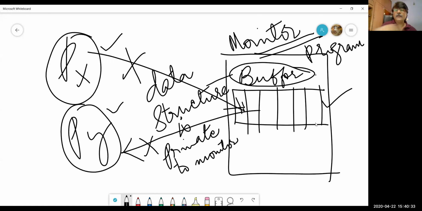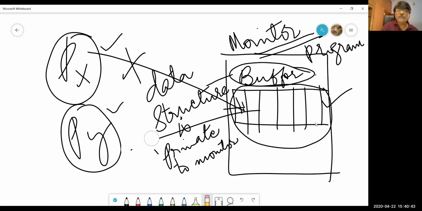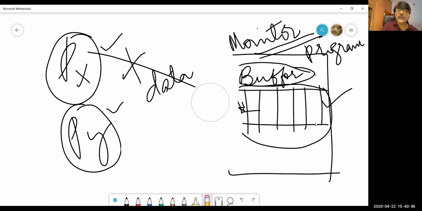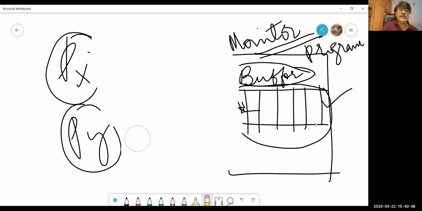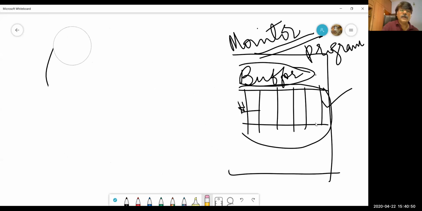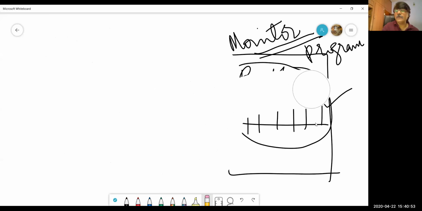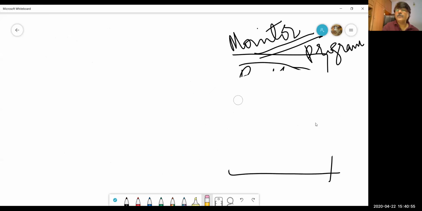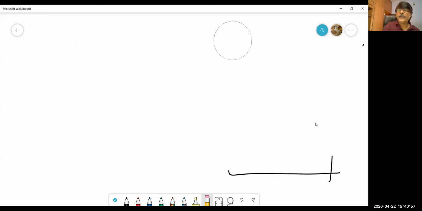So by that concept of the buffer belonging to the monitor, we can see that the outside processes will never know whether the buffer implemented by the monitor is an array, a structure, or a linked list. They will not know the structure of the buffer. So data abstraction, or abstraction, basically means that the essential details are known to the user, and the unessential details are not known.